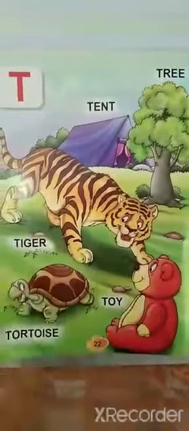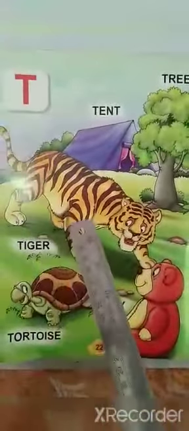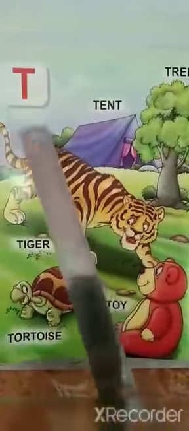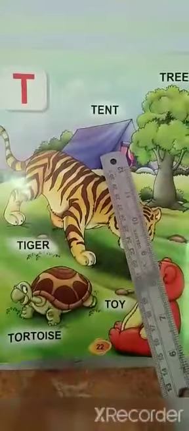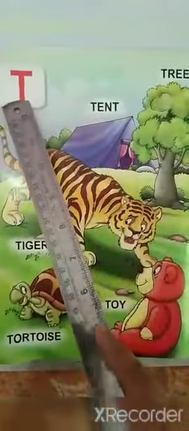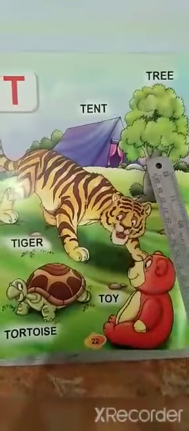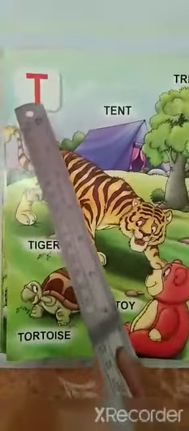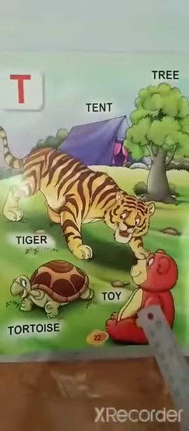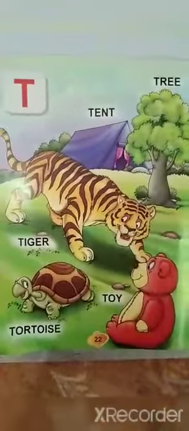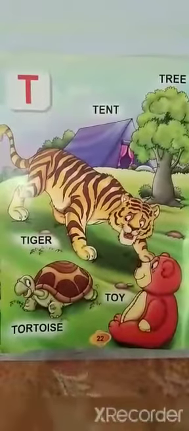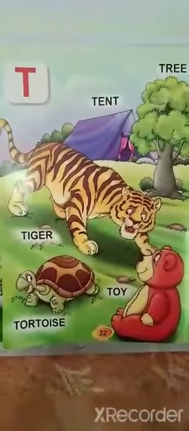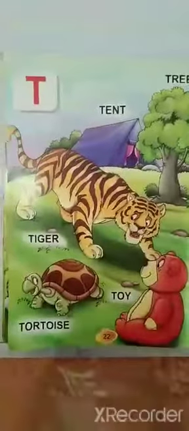Once again we will learn. T for tiger. T for tent. T for tree. T for tortoise. T for toy. Now we will write these both the letters. Be ready with your pencil and eraser.